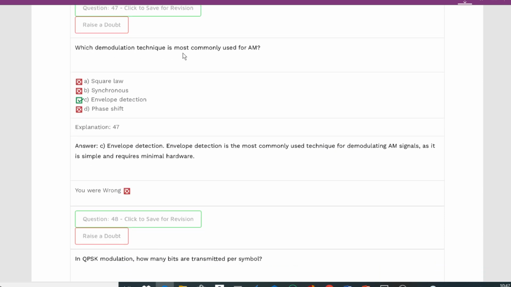Which demodulation technique is most commonly used for AM? So envelope detection is the most commonly used demodulation technique for amplitude modulation.